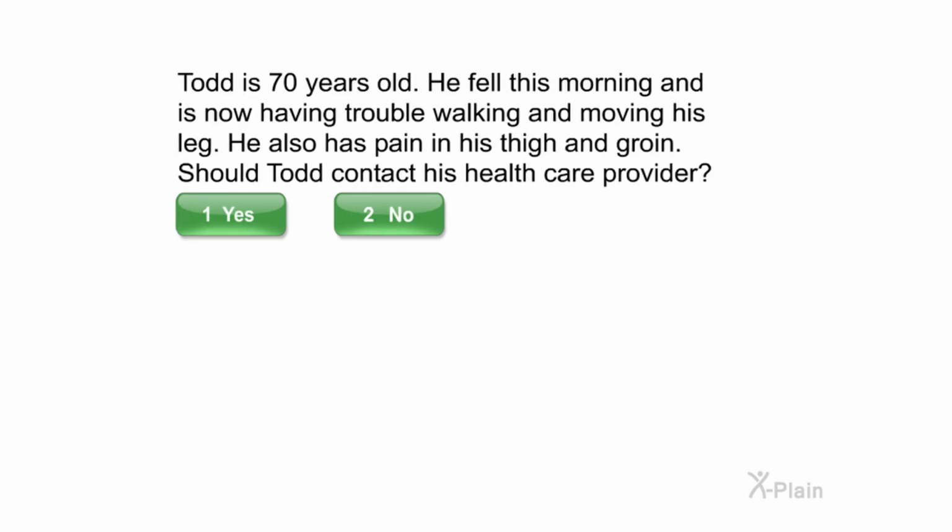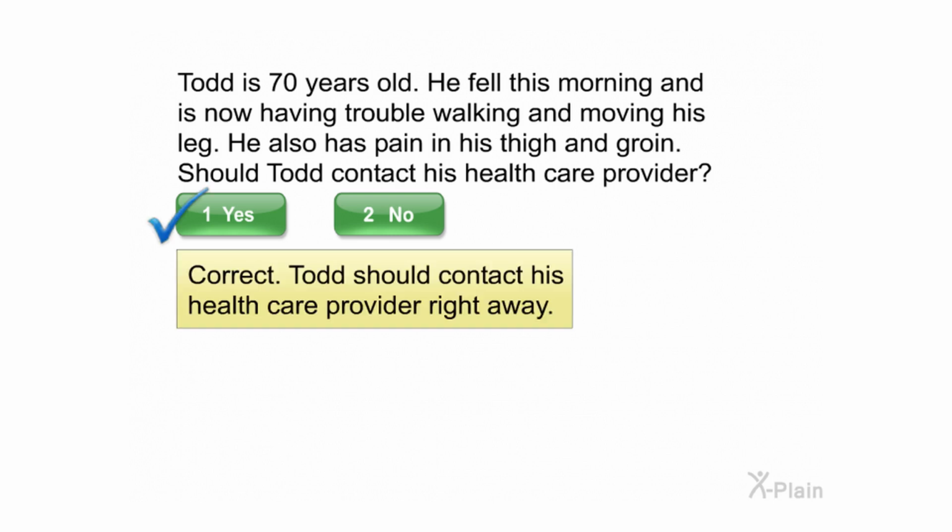Todd is 70 years old. He fell this morning and is now having trouble walking and moving his leg. He also has pain in his thigh and groin. Should Todd contact his healthcare provider? Select yes or no. Correct. Todd should contact his healthcare provider right away.